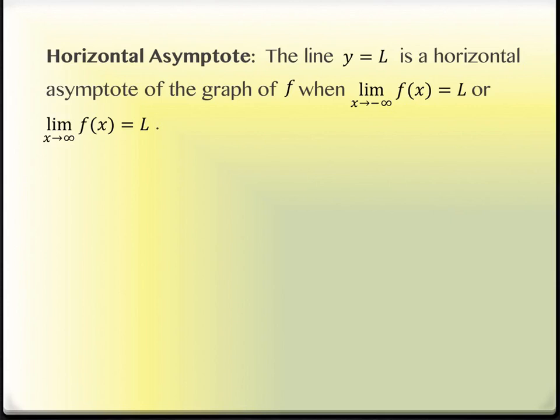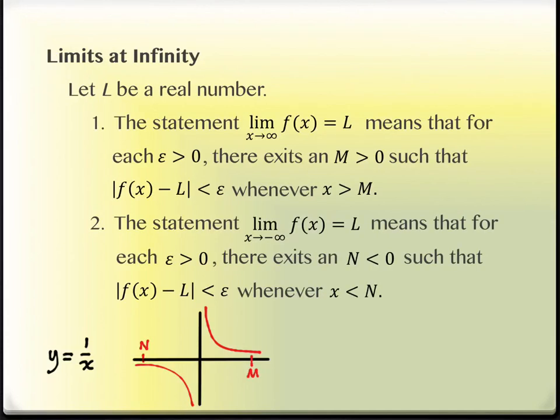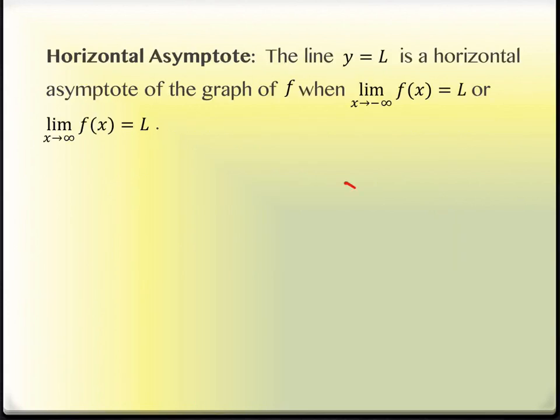The line y equals L is a horizontal asymptote of the graph of f when the limit as x approaches negative infinity of the function is equal to L, or the limit as x approaches positive infinity of your function is equal to L. And the graph that I just drew, let me just copy it over here, and we'll put it back. I didn't mean to do that, but that's fine. Okay, here's my graph.